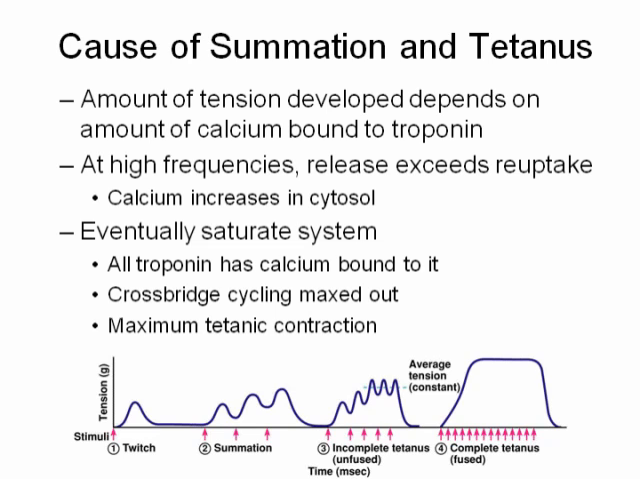So the cause of summation and tetanus: the amount of tension depends upon the amount of calcium bound to the troponin. At high frequencies, the release of calcium exceeds its uptake, so the amount of calcium increases in the cytosol. Eventually, you're going to saturate the system. Again, remember, proteins have saturability. So once all of the troponin is bound to calcium, the cross-bridge cycling is maxed out, and you have a maximum tetanic contraction.